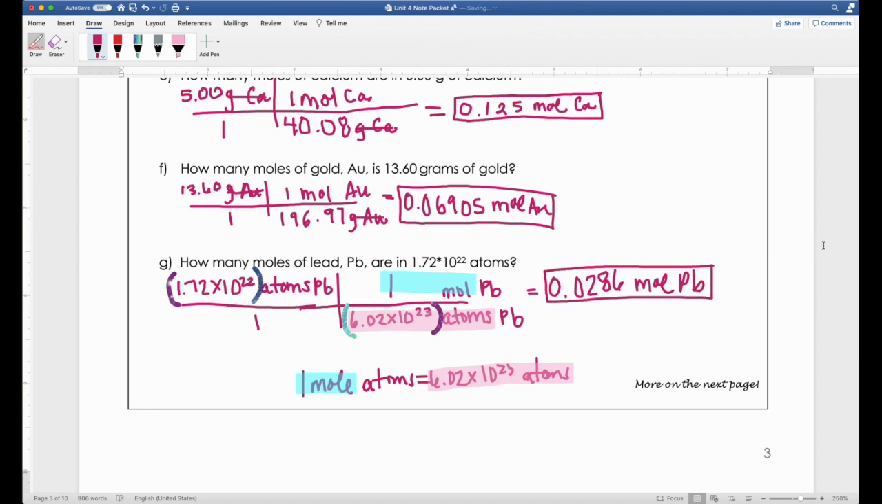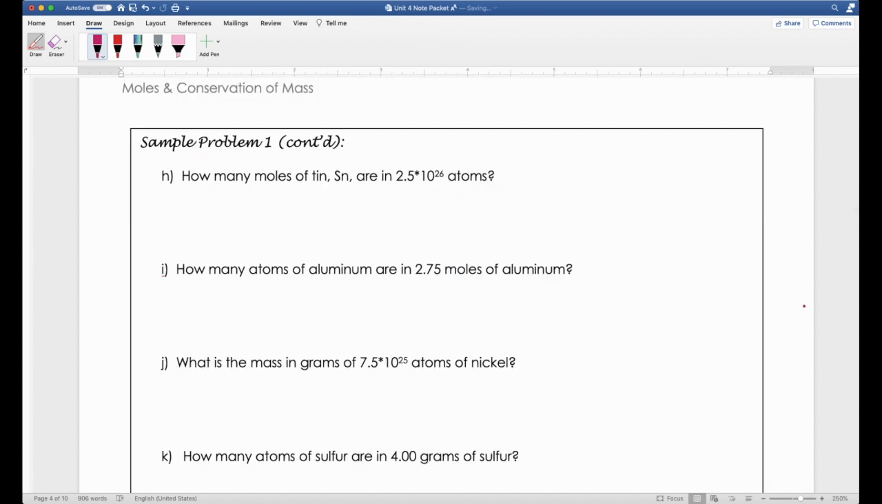And again, if you don't get that answer, just double check how you typed it into the calculator. It should be 1.72 times 10 to the 22nd in parentheses, then your division sign, and then a new parenthesis, 6.02 times 10 to the 23rd. You try H right now.